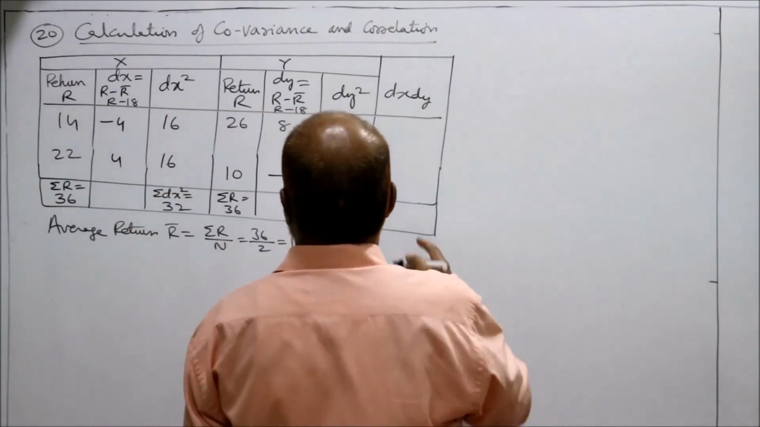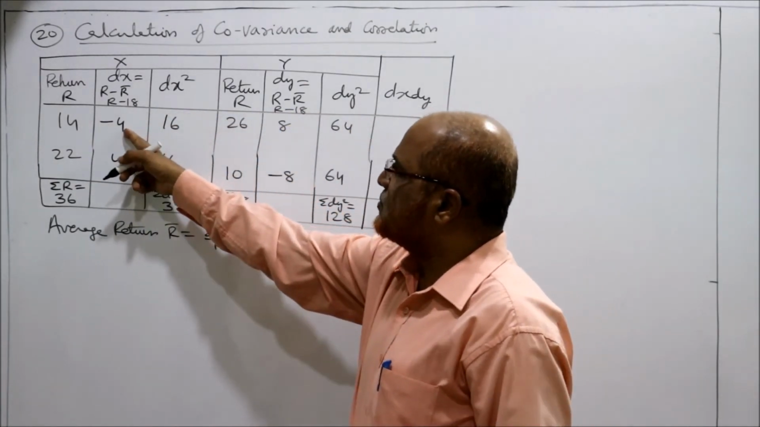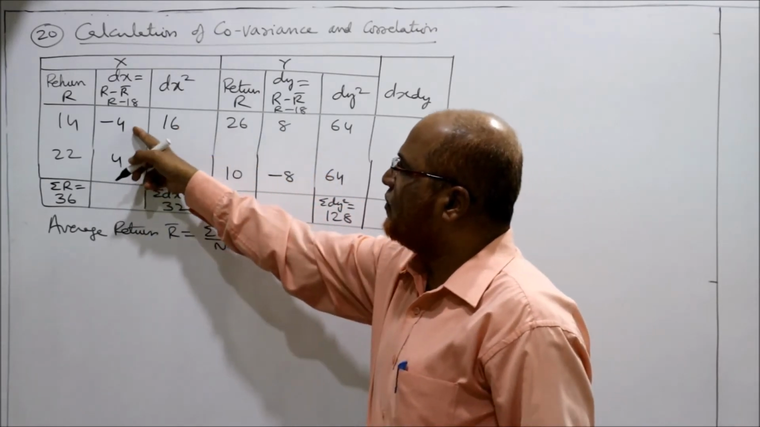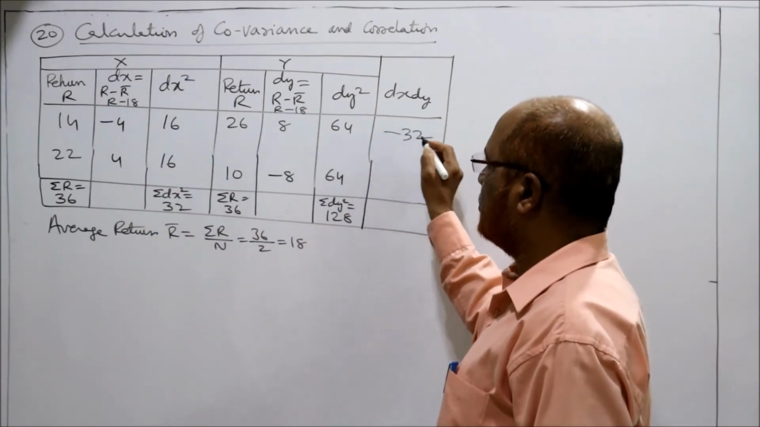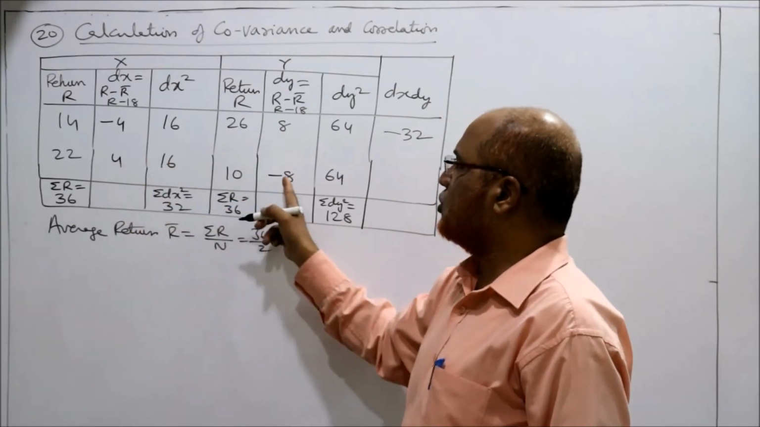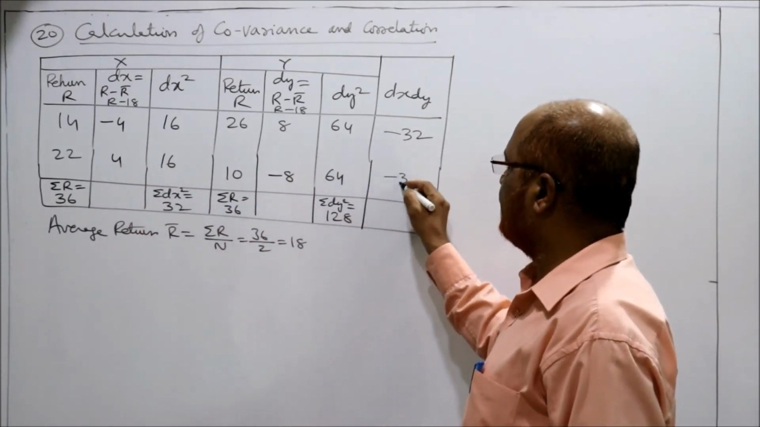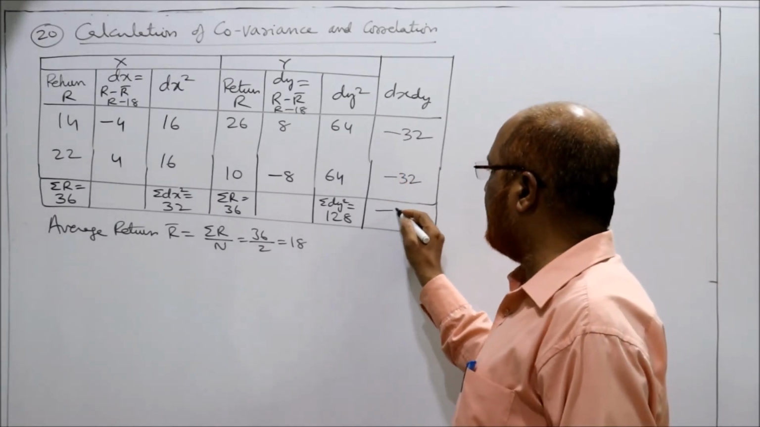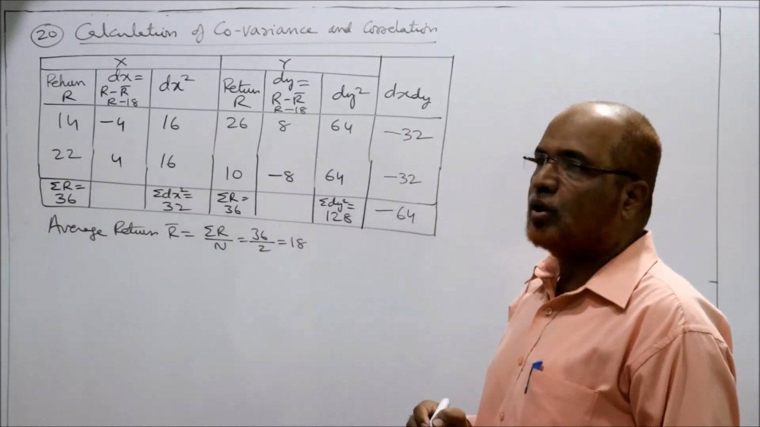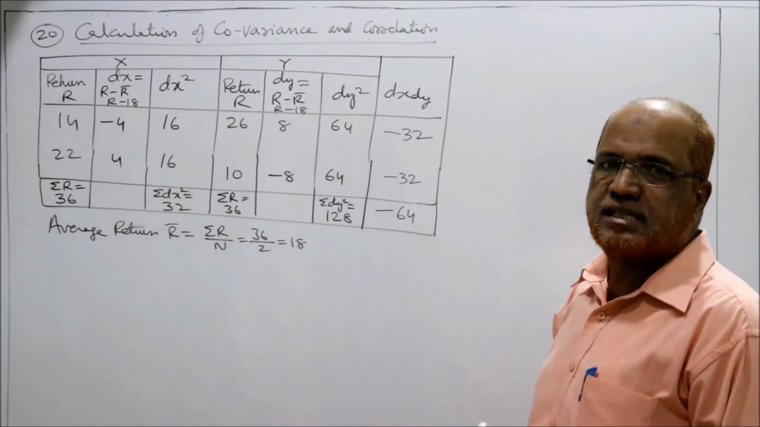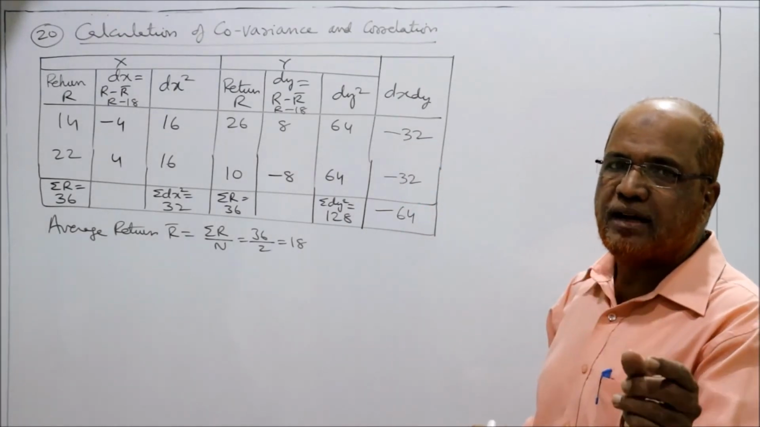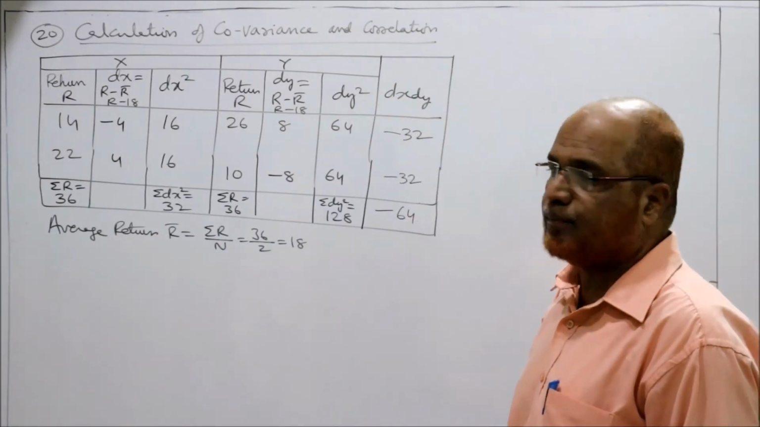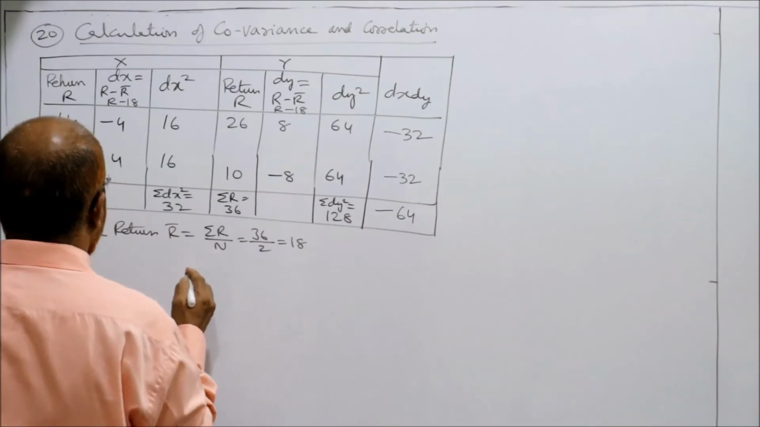Now we'll calculate dx into dy. Dx is minus 4, dy is 8. So 8 4s are 32, you'll get minus 32. Here also 4 into minus 8, minus 32. So adding both, it will be minus 64. Don't say minus minus will get cancelled. No. Minus 32, minus 32. If you add up both, you will get minus 64. This is the summation dx dy.